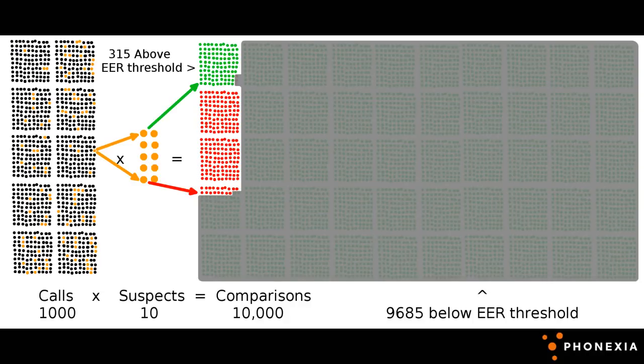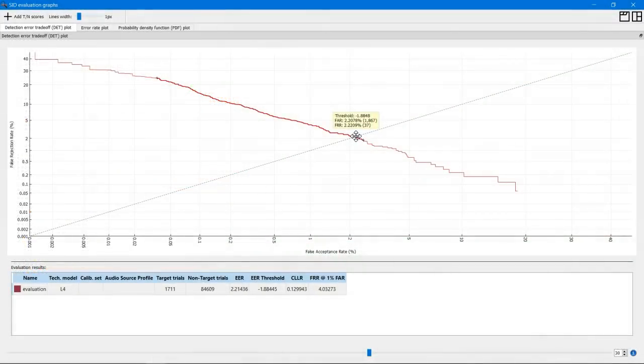What's more, the equal error rate threshold is generally not used in real speaker ID deployments. Phonexia speaker ID evaluation can be used to find out the threshold that will best suit individual use cases. I can easily find the threshold value at which I will only get 1% false acceptance rate at the expense of increasing the false rejection rate somewhat.